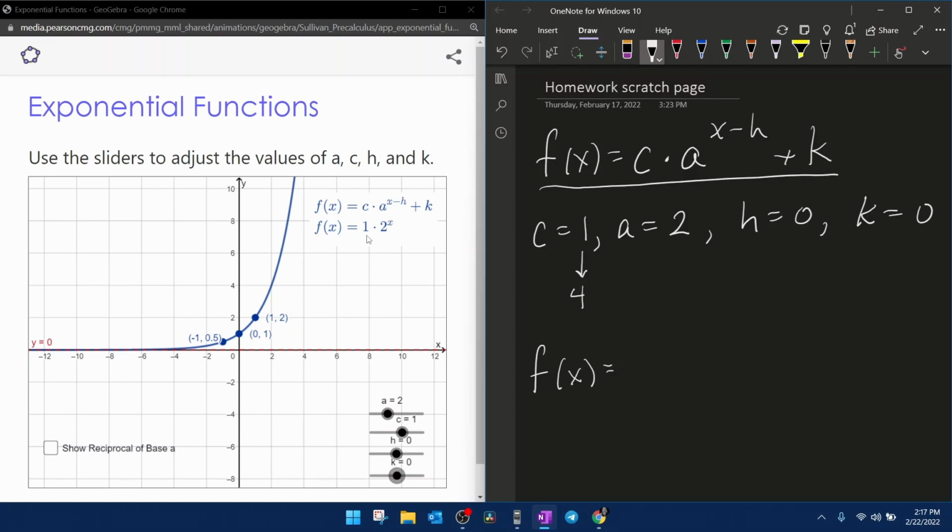So if we look at what it says right here, it says f of x equals 1 times 2 to the x. 1 times anything is itself. So we're looking at f of x equals 2 to the x. The ordered pairs for -1 is going to be 0.5. For 0 is going to be 1. And for 1 is going to be 2.